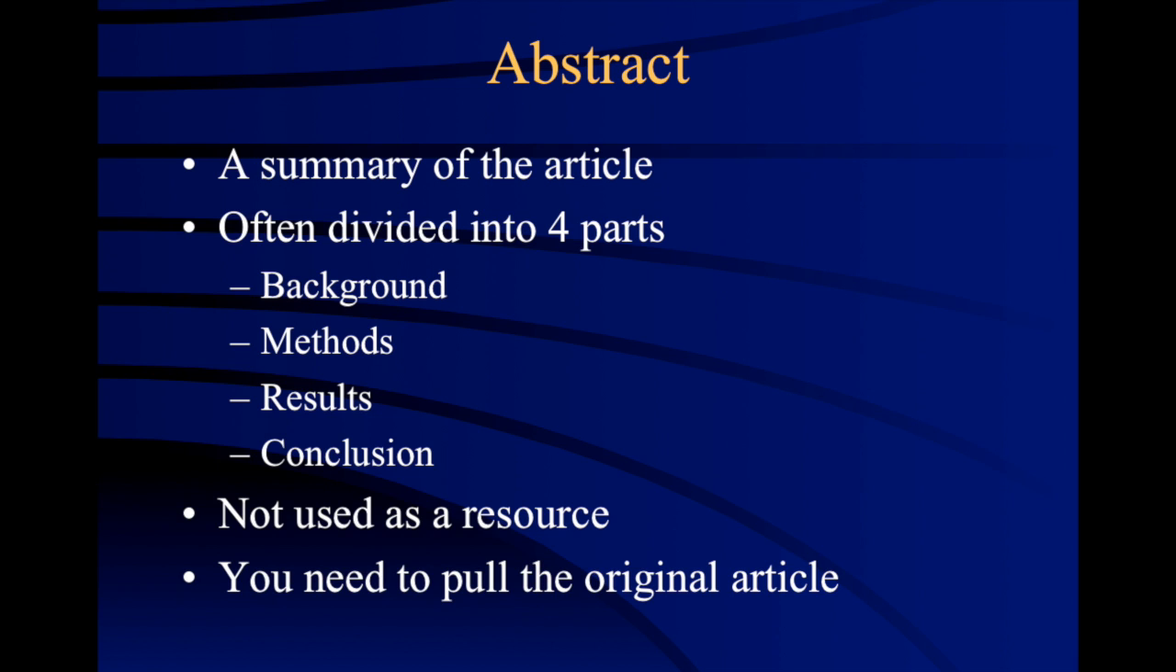So again, the primary literature has a standard formatting for writing, and it's a summary of the article, the abstract. It's generally divided into 4 parts: a background, method, results, and conclusion. You should never use just an abstract as a resource to answer a drug information question. The abstract provides information that the authors give. It does not provide all the details of the study. When you find an abstract that you find is interesting, you will need to pull the original article and assess the validity of that article to see if you can use the information to answer your drug information question.